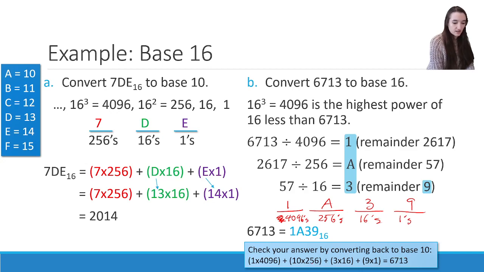Then we check our answer by doing the multiply and add. So multiply, add, multiply, add, multiply, add. 1 times 4096 plus A being 10, so 10 times 256 plus 3 times 16 plus 9 times 1. All that does in fact equal 6,713, so we know we've done it correctly.